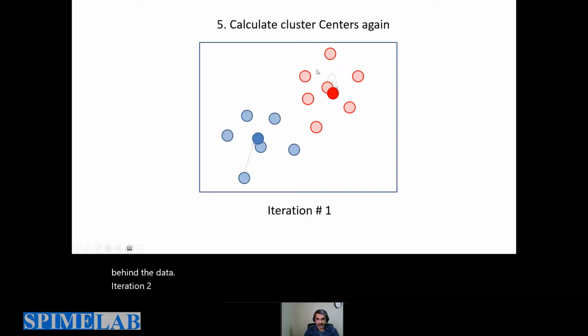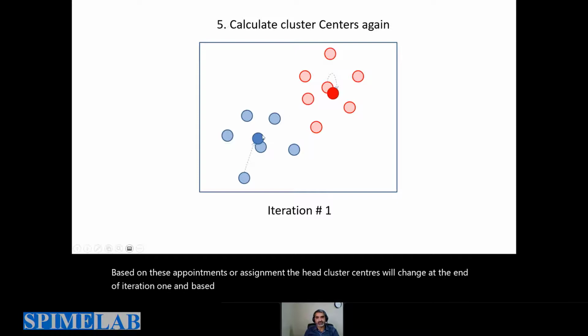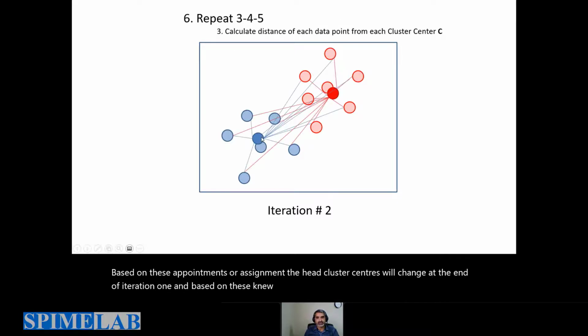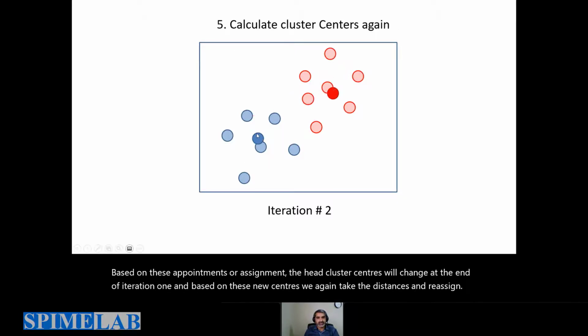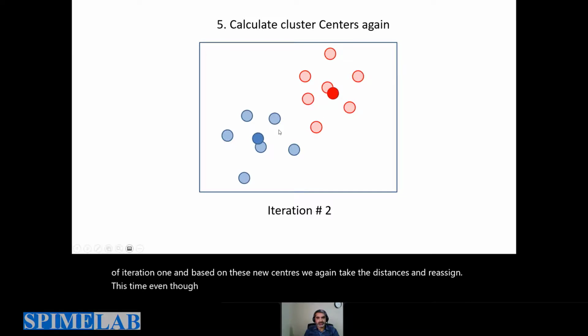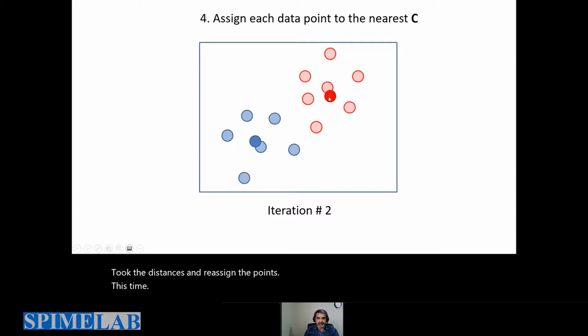In iteration 2, based on these assignments, the cluster centers will change at the end of iteration 1, and based on these new centers, we again take the distances and reassign. This time, even though we took the distances and reassigned the points, the movement is very small.